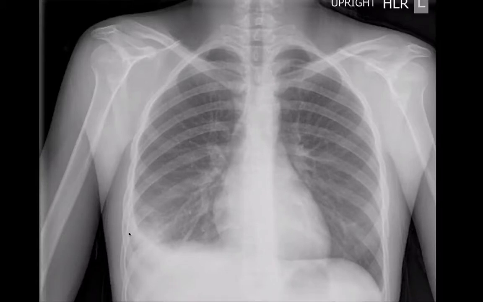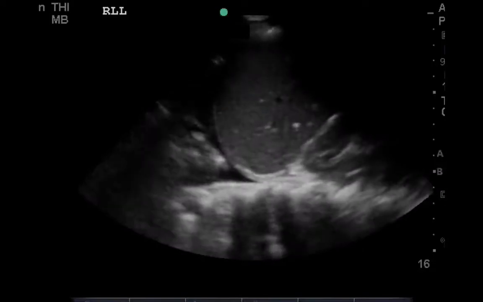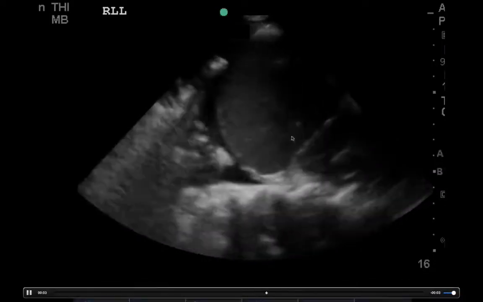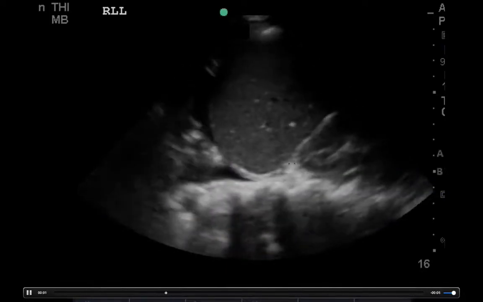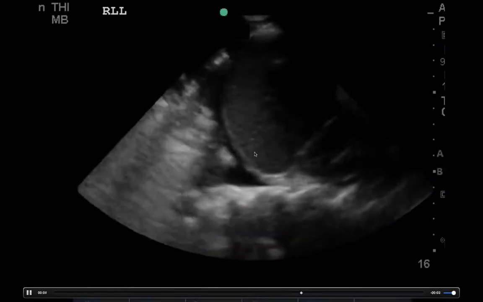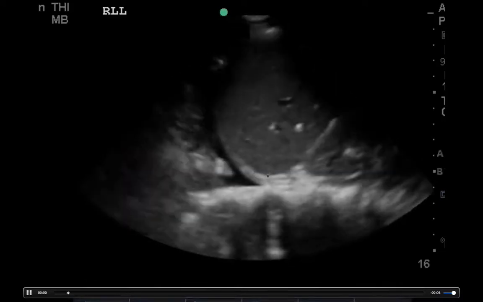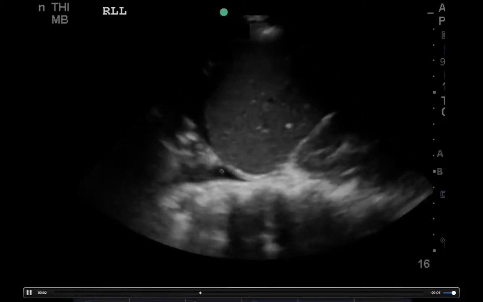So what did I do? I put my ultrasound probe there, and this is what it looked like. This is the right upper quadrant. This is the liver and the kidney. Remember how we had that artifact called mirroring? So we used to have the pleural line, and then we had liver on both sides.